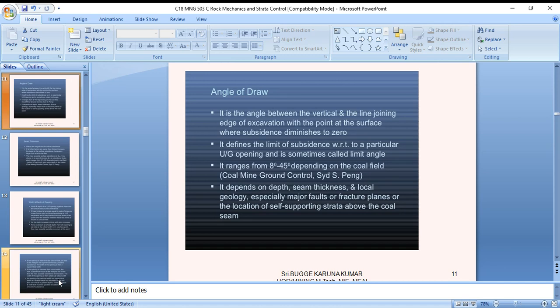The angle of draw is the angle between the vertical and the line joining the edge of the excavation with the point on the surface where the subsidence dimension goes to zero. It defines the limit of subsidence with respect to a particular underground opening, and is sometimes called the limit angle. It ranges from 8 degrees to 45 degrees depending on the coal field, as per Peng, in Coal Mine Ground Control. It depends on the depth, seam thickness, and local geology, especially major faults or fractures, or the location of self-supporting strata above the coal seam.